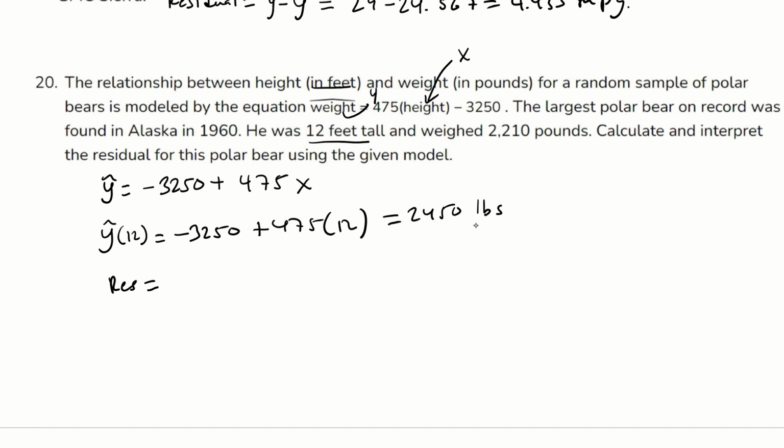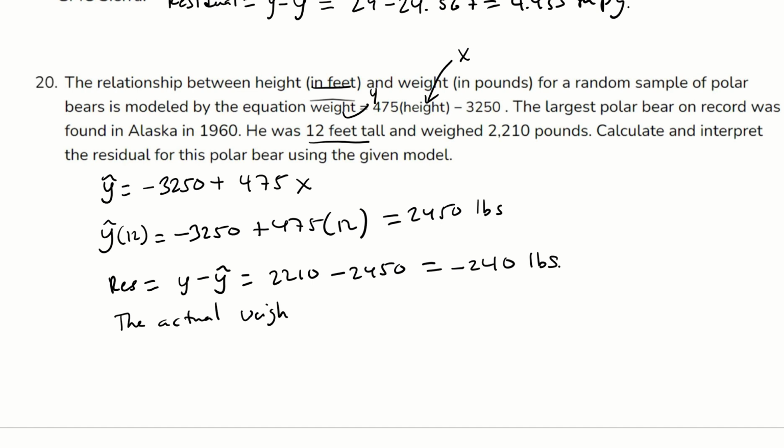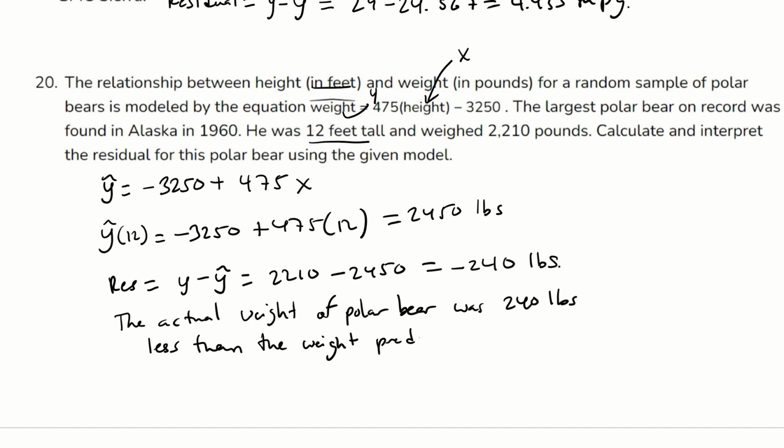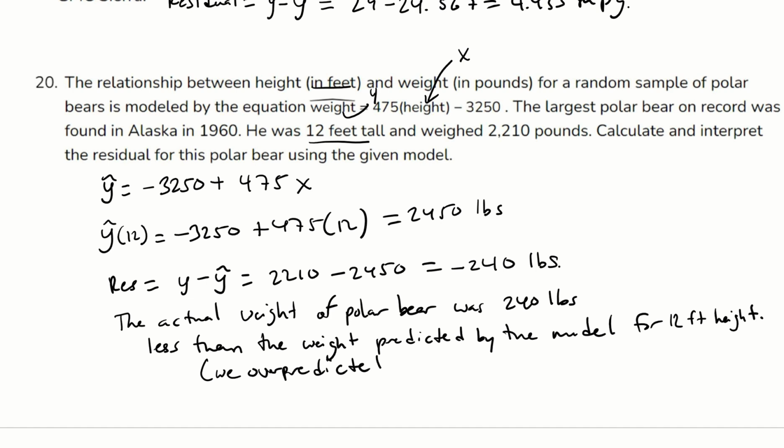So our residual is equal to y minus y hat, which is the actual 2,210 pounds minus the predicted, which was over that. So it's negative 240 pounds. And we want to interpret it. The interpretation is that the actual weight of the polar bear was 240 pounds less than the weight predicted by the model for a 12-foot height. In other words, we over predicted. The actual weight is less than predicted, which means we over predicted it.